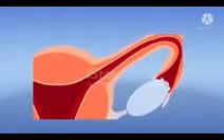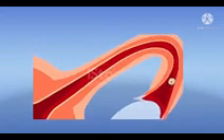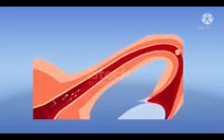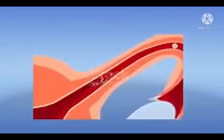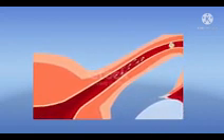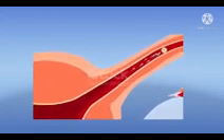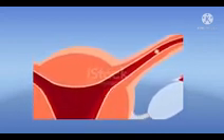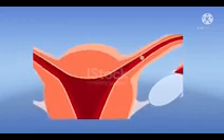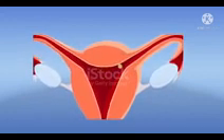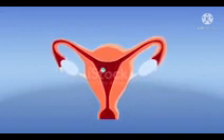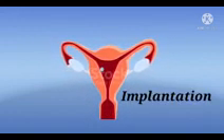Development of the embryo. After the egg is released into the fallopian tube, it starts its journey to meet sperm cells. After fertilization, the fertilized cells move towards the uterus and finally settle down in the uterus. The process of the embryo reaching the uterus is called implantation.